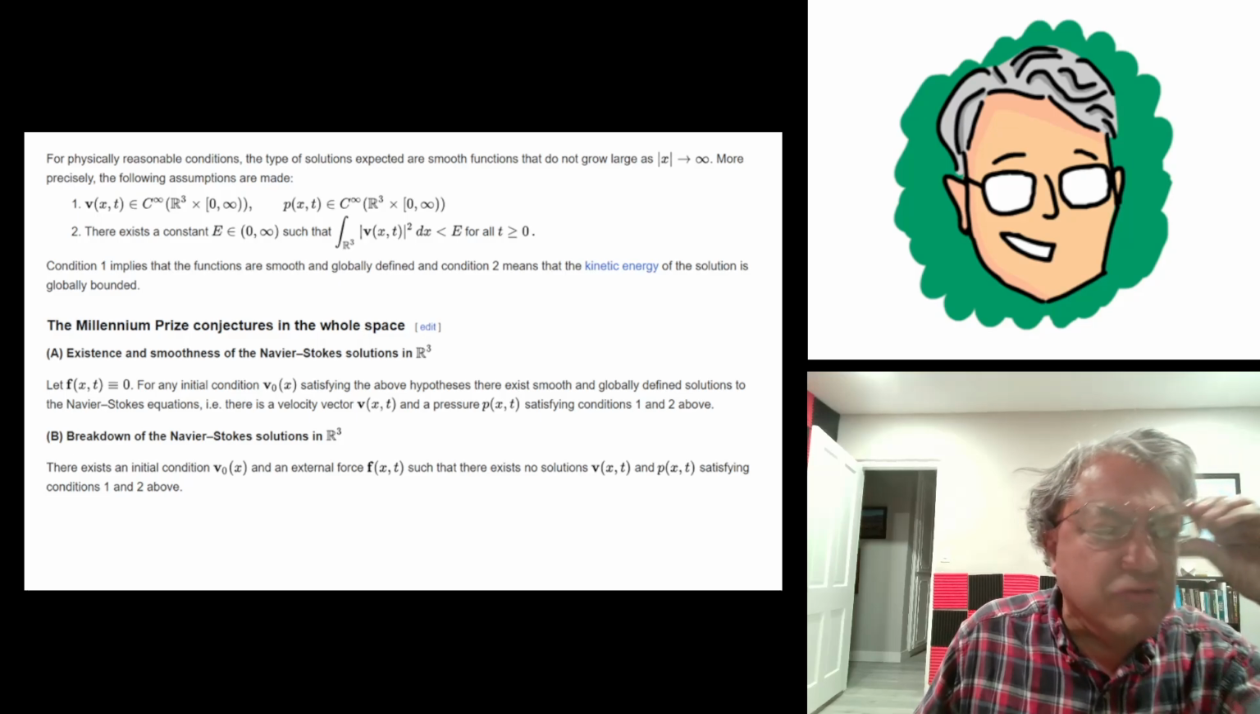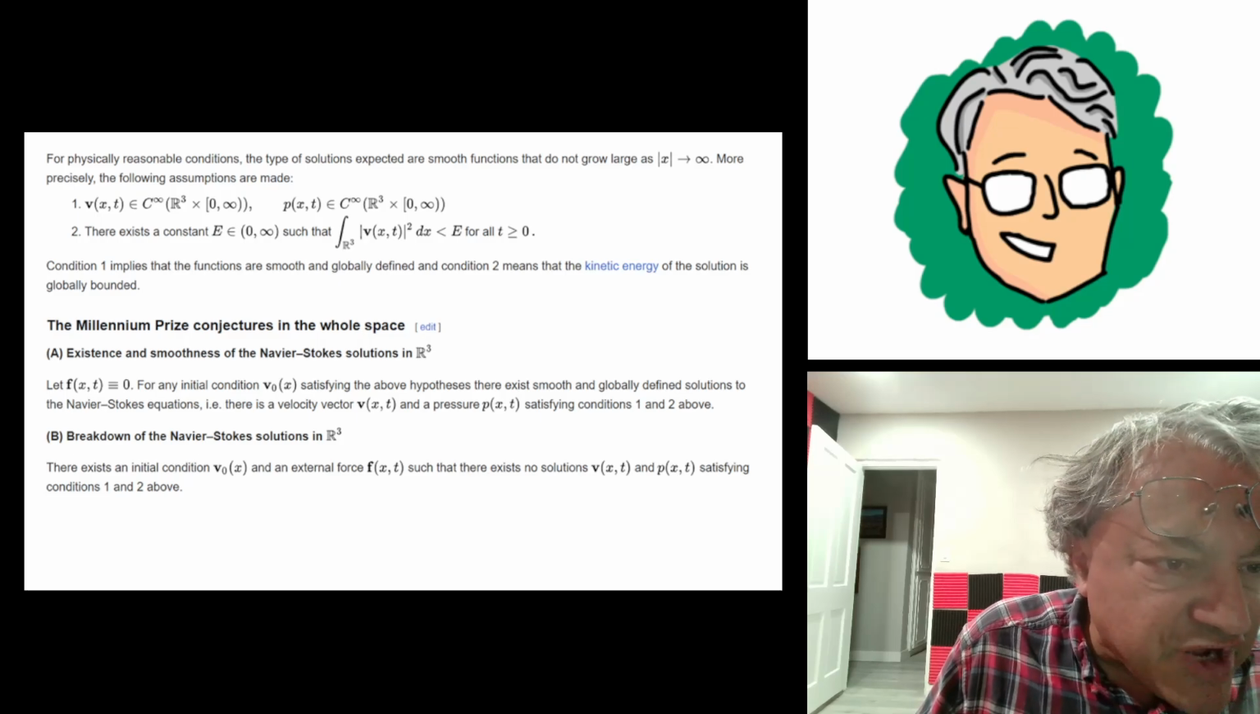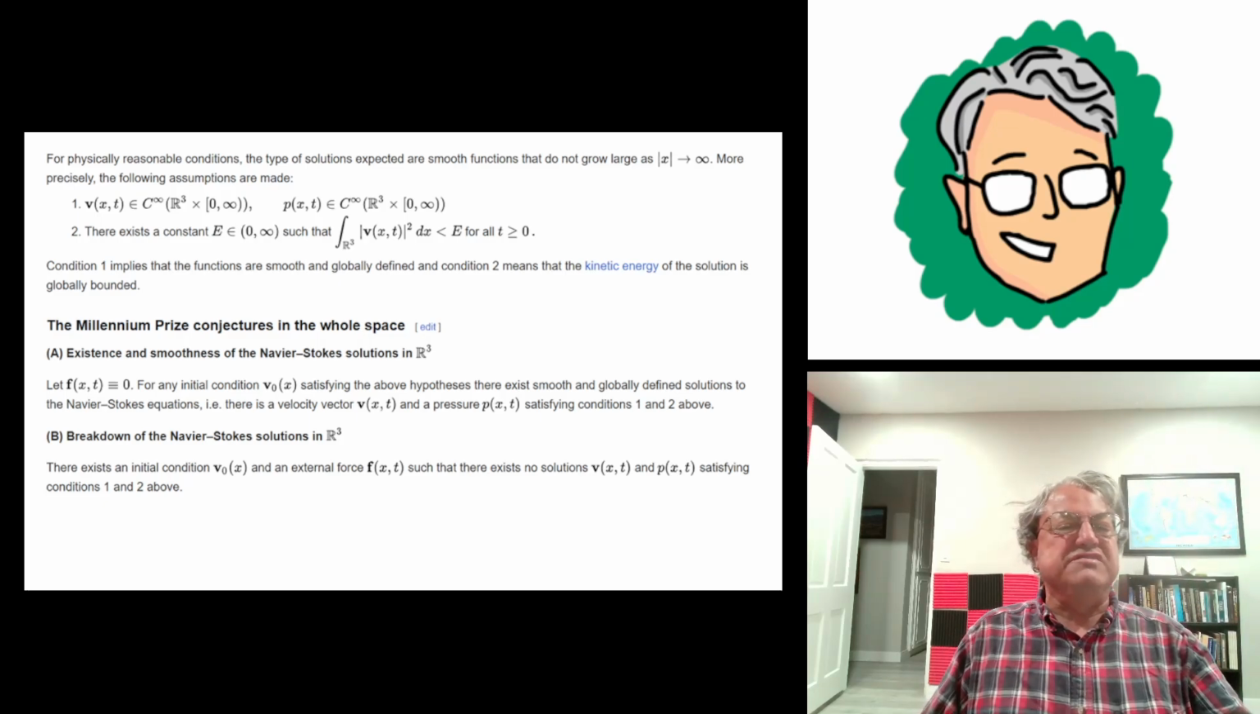The velocity doesn't go to infinity anywhere. It's finite everywhere, and the pressure is finite everywhere too. These are well behaved functions basically. There are no discontinuities in them. So I think those are the assumptions, and also that the velocity has some nice integration properties.